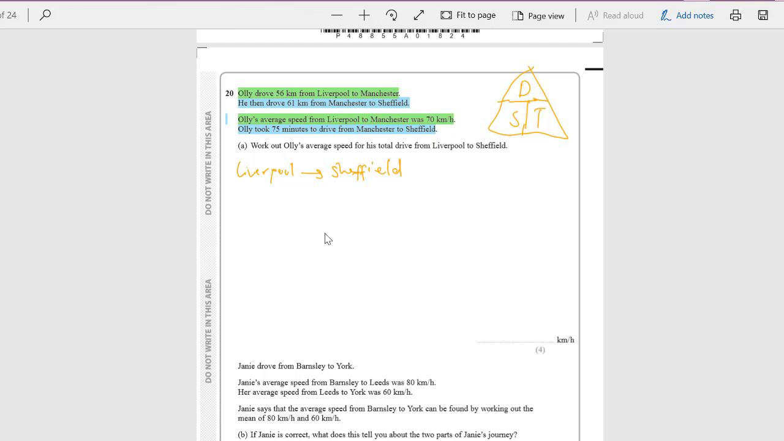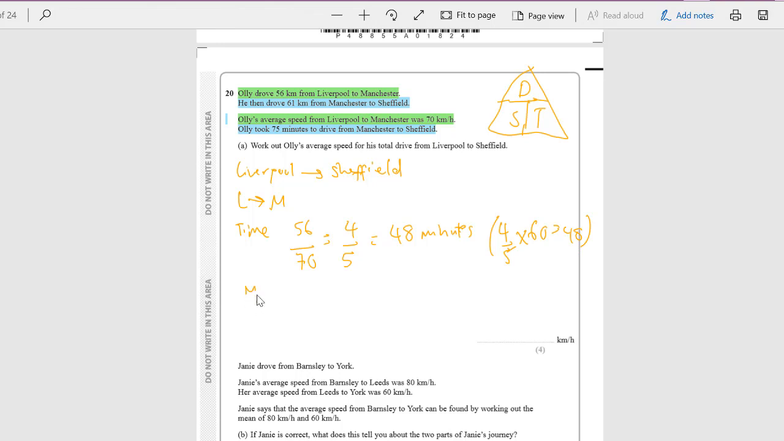Right. So let's do L to M. I'm just going to use the initials. So the time it took him, so time was 56 over 70, so 4 over 5 equals 48 minutes, because we have 4 over 5 times by 60, which equals 48.